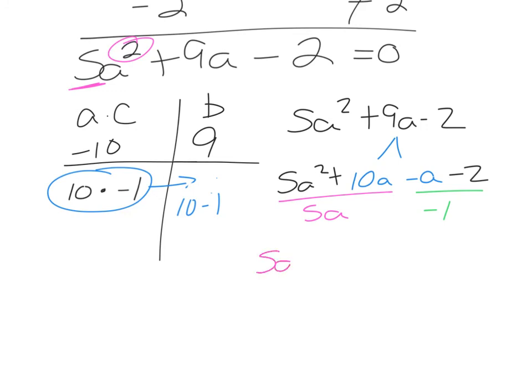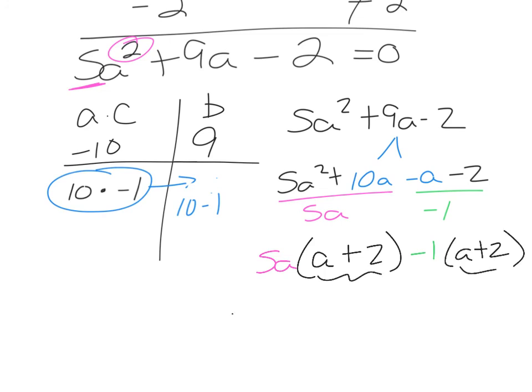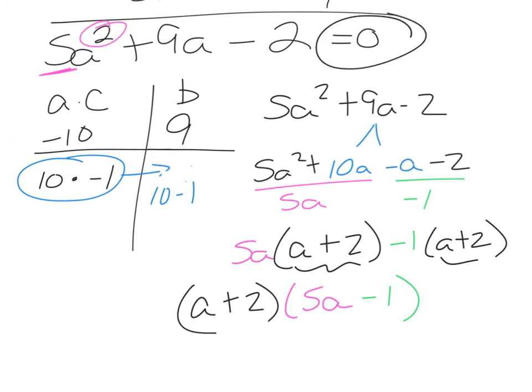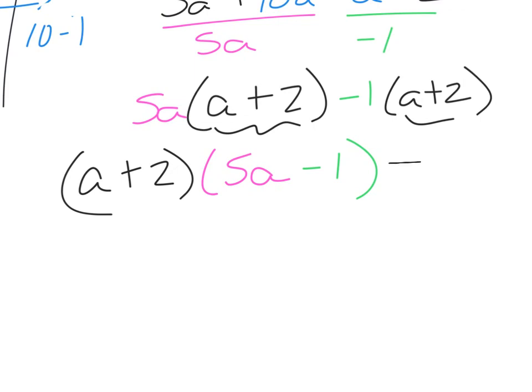So after I factor out that 5A, that leaves me with an A plus 2. And after I factor out that negative 1, that leaves me with an A plus 2. We know we've got the common binomial, so we're on the right track. So A plus 2. And then I'll have 5A minus 1. So we fully factored it because it's not quadratic anymore. We don't have 4 or more terms anymore. So now that we know we've got it fully factored, it's time to go back and deal with that equal to 0. Because we need to solve it since this is an equation.